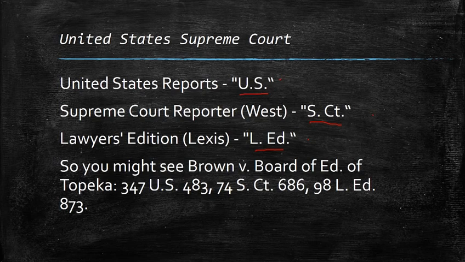In some books and some opinions, you might see them all strung together. So Brown versus the Board of Education of Topeka, you can find it in the U.S. Reports, you can find it in the S.Ct. Reporter, and you can find it in the L.Ed. Reporter. Now, the one that we usually care about for the Supreme Court is the U.S. We don't usually care about the others, but good to know. So if you see U.S. in the middle, you know it is a United States Supreme Court case.